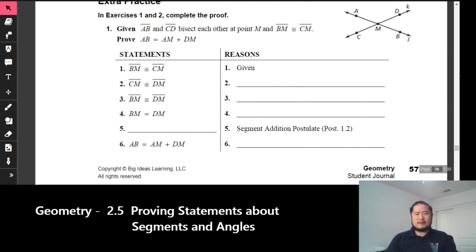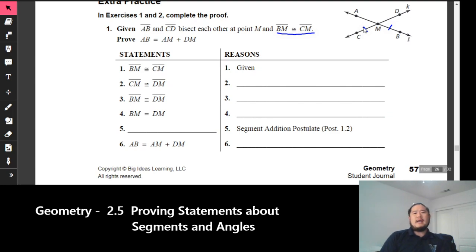So the first thing we have here, as you can see, we want to always write down things that we know are given. So I see up here, it says that segment BM is congruent to CM. All right, so we have that written down. That's given. And then we also might want to look at the diagram. I'll go ahead and put a tick mark on BM and a tick mark on CM because they are congruent.